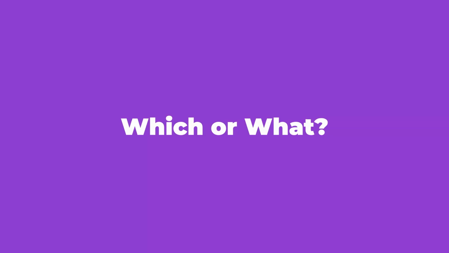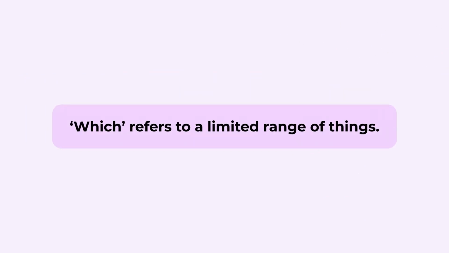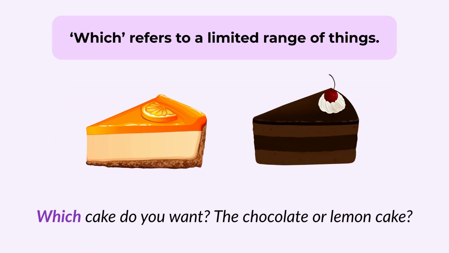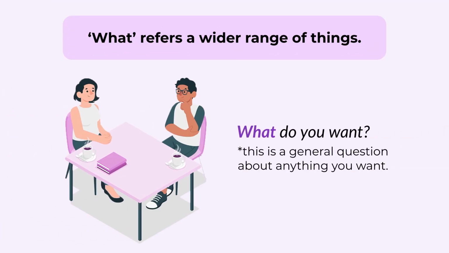Which or what? We use both which and what to ask questions. Many students don't understand the difference between what and which. Remember the rule. Which refers to a limited range of things. Which cake do you want, the chocolate or lemon cake? What refers to wider ranges of things. What do you want? This is a general question about anything you want.